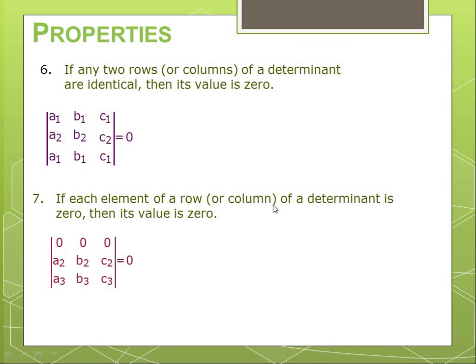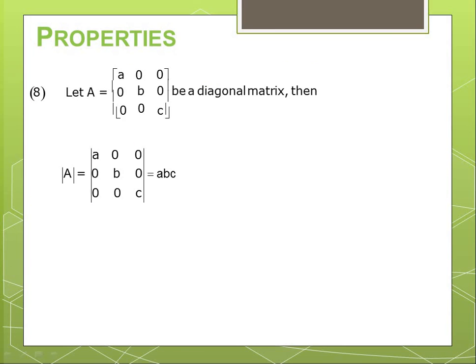Next, if each element of a row of the determinant is 0, then its value is 0. In this case, in the first row, all the elements are 0. So in any of the rows or any of the columns, if all the elements are 0, then the value of the determinant is equal to 0.